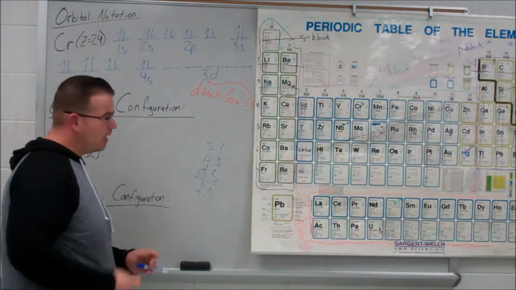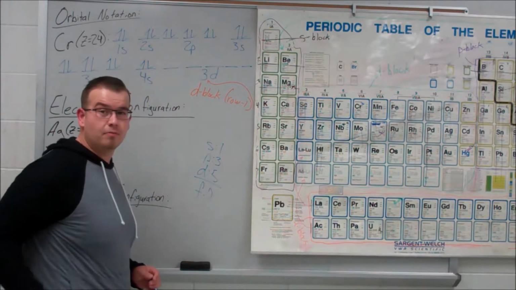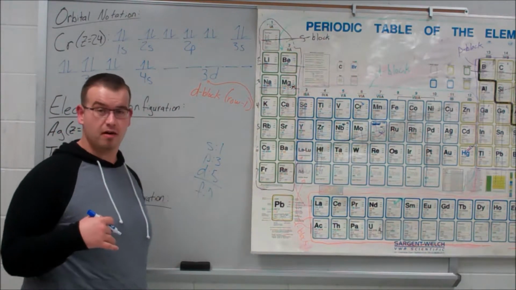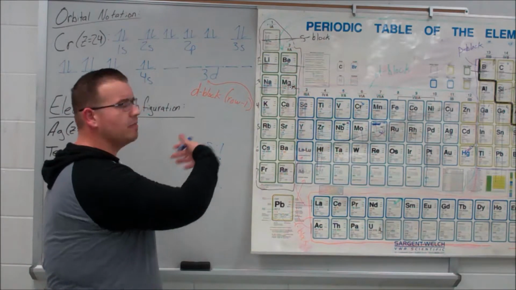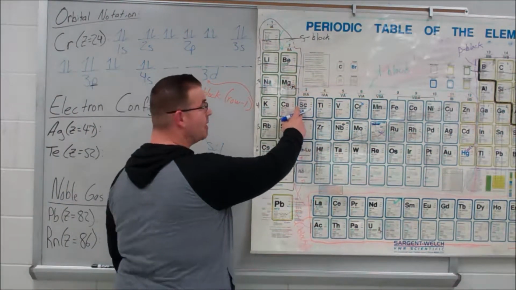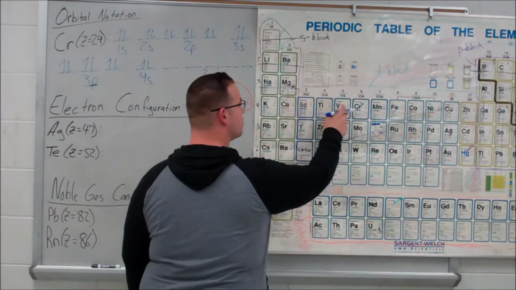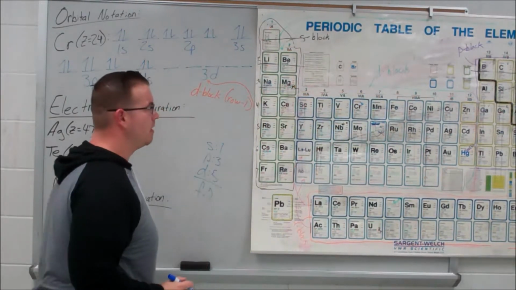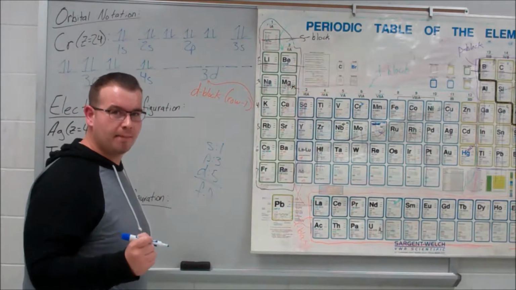Now, using my method with the periodic table that I prefer, I just count how many elements over I go. So here starts my D block with scandium. So I'll go 1, 2, 3, 4 till I get to chromium. This is where your rules are going to matter.